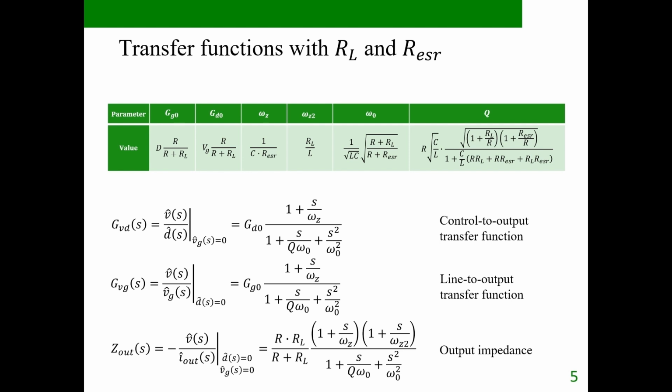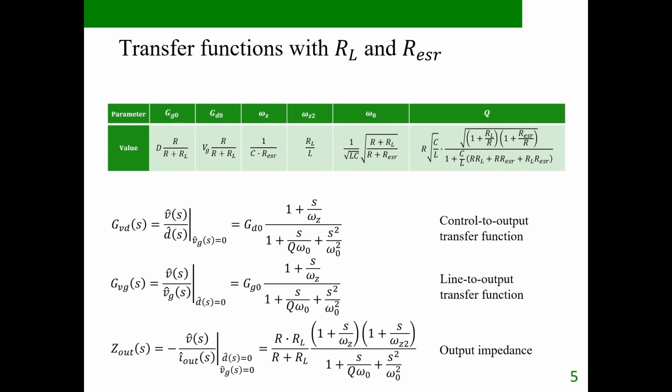Just like before, all three share the same LC denominator, but now you can see two important additions in the numerators. The ESR zero, which lifts the magnitude at high frequencies and adds plus 90 degrees of phase, and the modified damping term, which now depends on the load resistance, on the ESR, and on the inductor RL resistance. This reduces the Q factor and softens the resonance peak.